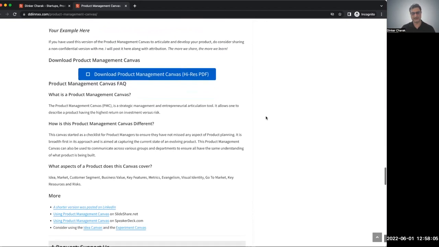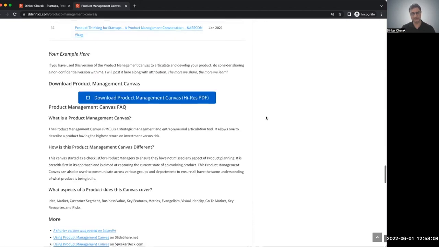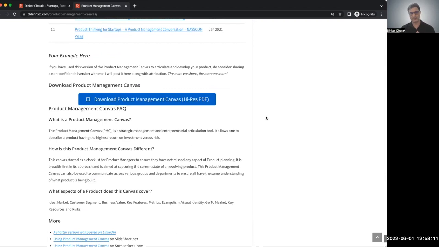What I'll suggest is, in my blog, I've suggested some further reading, but I hope you have a look at this canvas and find it useful. And if you do it, and if you're okay to share an image of what your filled up canvas looked like, with your permission, I'll share it here as an example, so that others who are visiting can look at examples and understand how different folks have used it. So this is about the product management canvas.